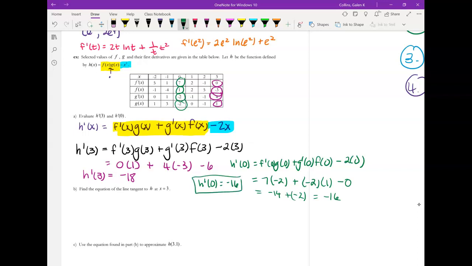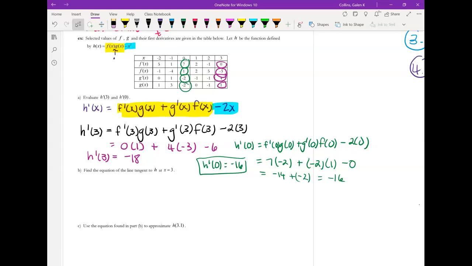All right, part B, find the equation of the line tangent to h at x equals 3. So if you think about our point slope form, y minus y1 equals m times x minus x1, our point of tangency is x1 comma y1. And we already know that that x value of our point of tangency is positive 3.